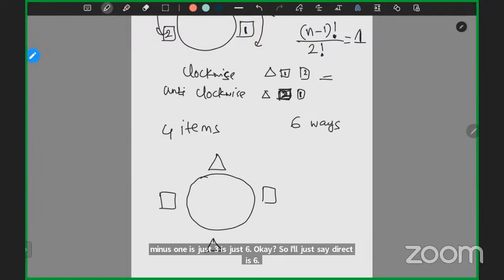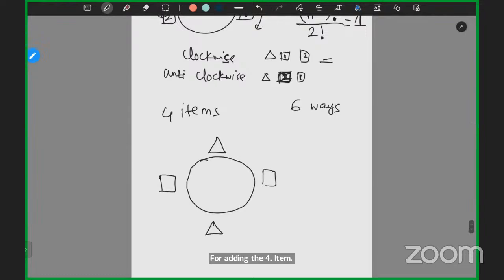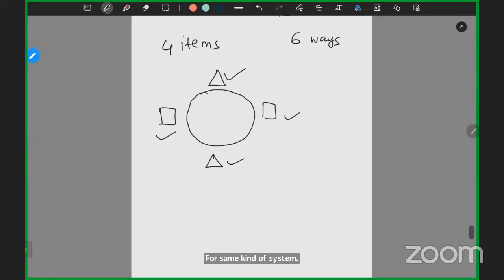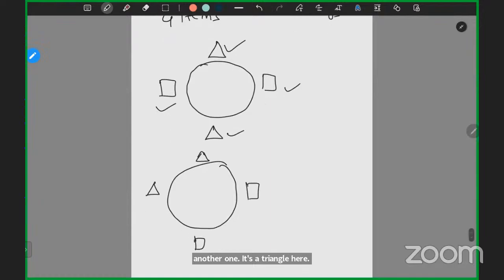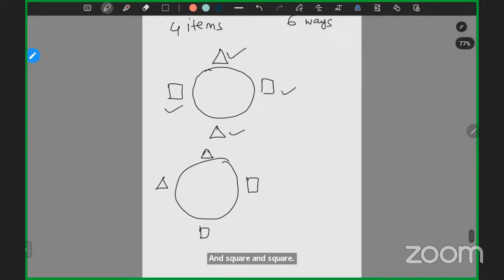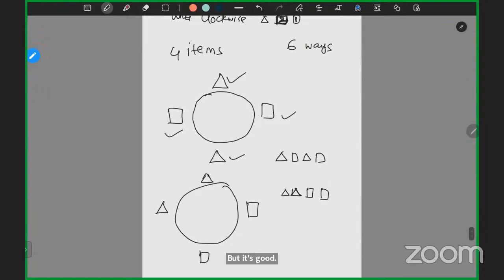Now, for the cases where they are repeating, like I have the same kind of item, what ways can I do? Let me draw another one. It's a triangle here, and square and square. Is there any other way? So I can draw triangle, square, and then a triangle, square, and square. I don't think there is any other way. Okay, so only 2 ways.